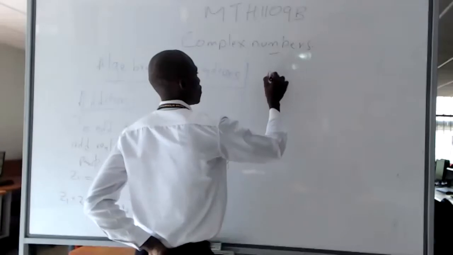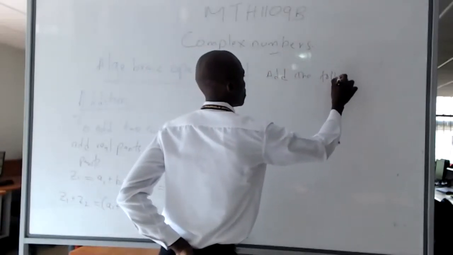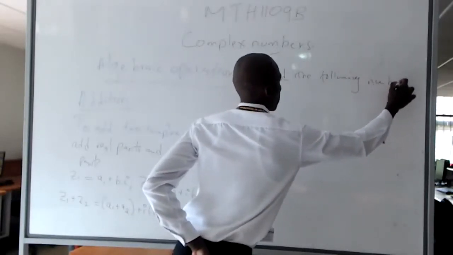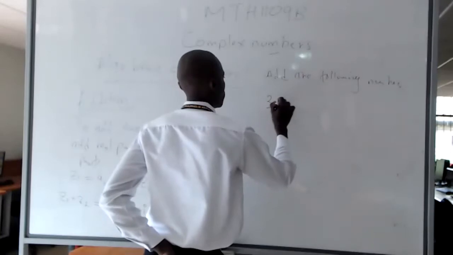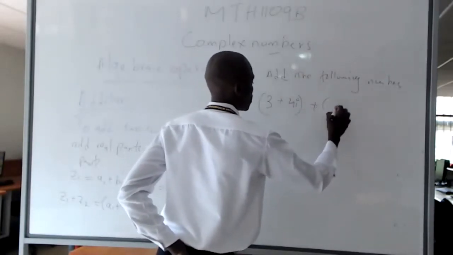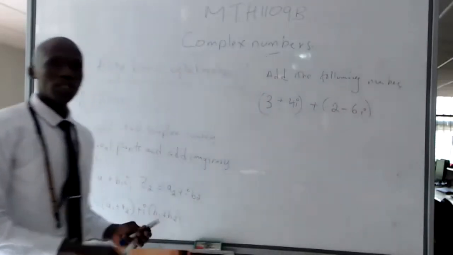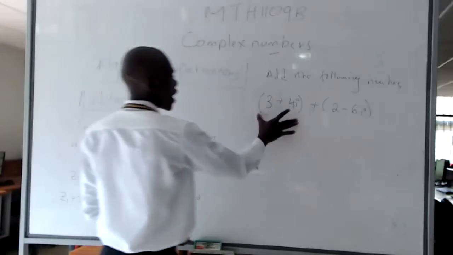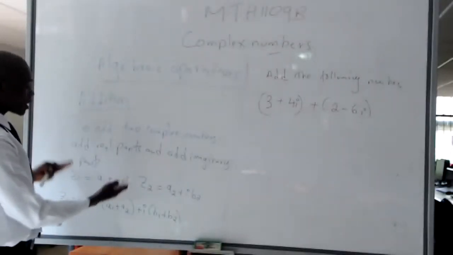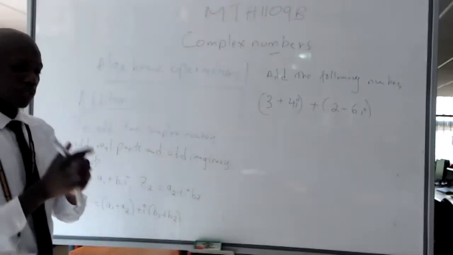Add the following numbers. So let's say we have 3 plus 4i, a complex number, plus 2 minus 6i. So we have two complex numbers. The first one is 3 plus 4i, the second is 2 minus 6i. And the rule is to add the real parts and add the imaginary parts.